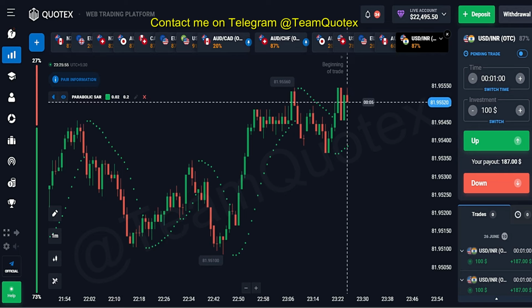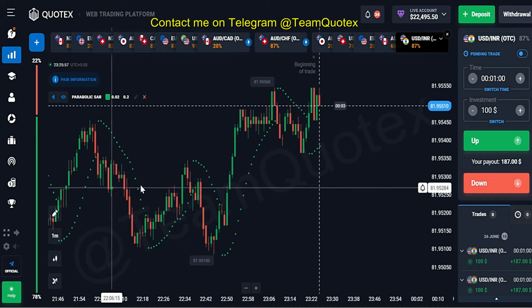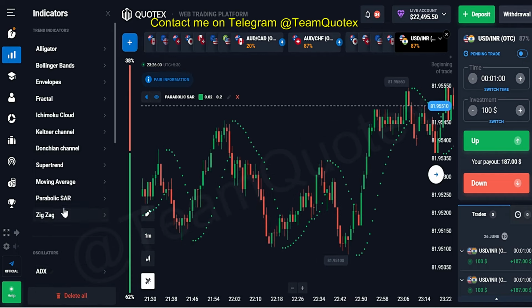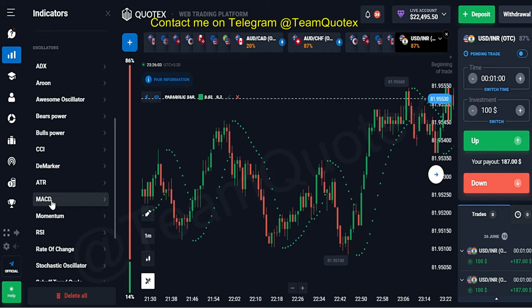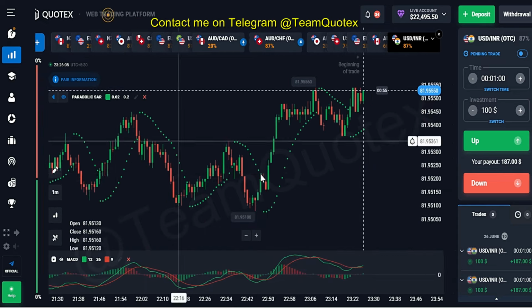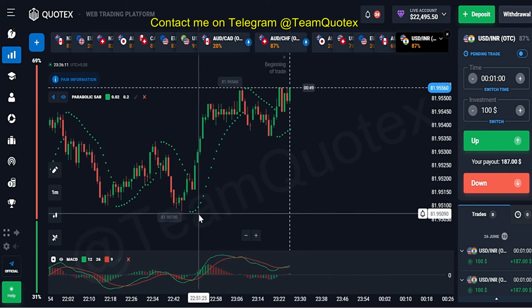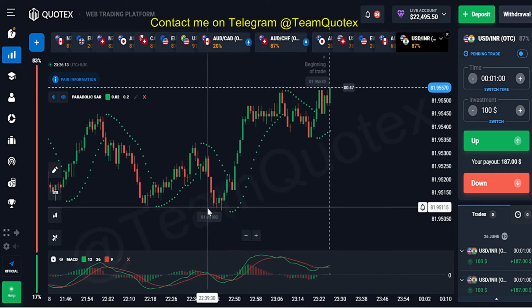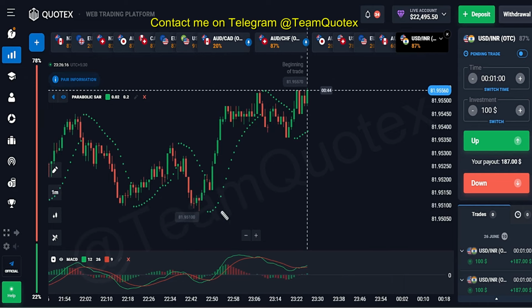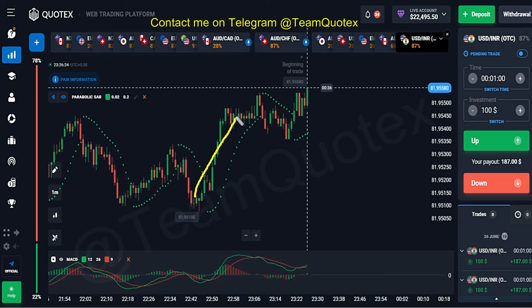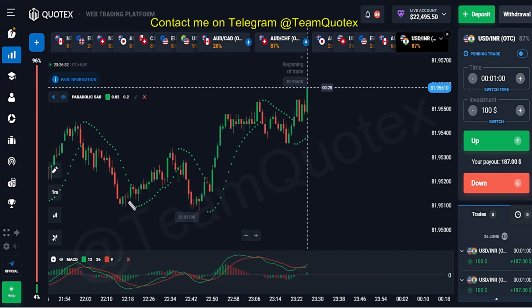Let me remove my pen first. Going again to this section, in oscillators you can see there is a MACD oscillator. Now you can see the MACD indicator is also applied on our trading chart. This is basically Moving Average Convergence Divergence. It's an oscillator, and with it we can get the trend direction as well as the momentum of the price. So this is the price, and from this indicator we can also get the momentum of the price. We are going to use this combination of MACD with the parabolic.